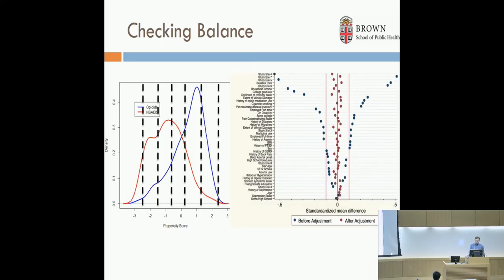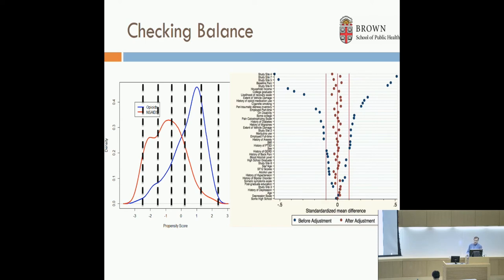That's the general gist. And then we checked the balance. The iterative process was about checking the balance, and you can see the differences. The blue dots are the differences before any matching or subclassification. The red dots are after we did the subclassification, and the red line is the zero bias. So there is zero bias in covariates. Again, there are no outcomes here.